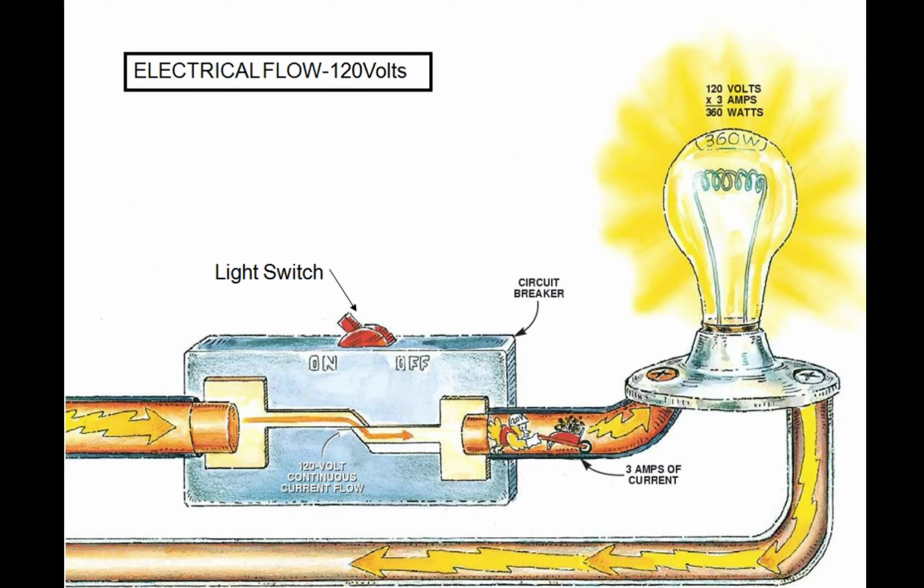Alright, so we talked a little bit about electrical flow. The voltage is the pushing that through. Amperage is the flow rate of the electricity. And then the wattage is the unit of power. So if you have a 3 amp requirement for a 120 volt bulb, you're basically using 360 watts of electricity.